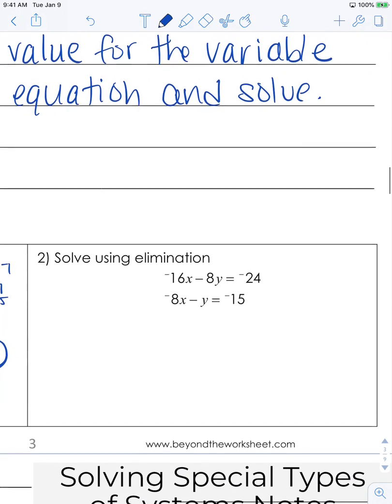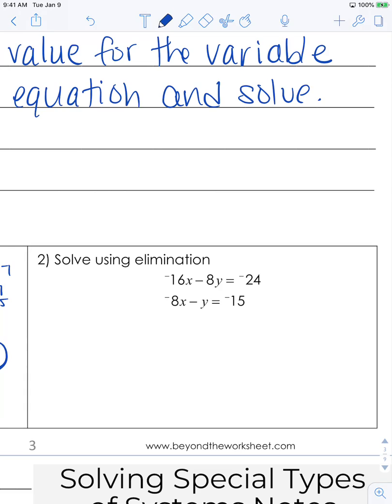So over here, this one is going to require just a tad bit more work. You can see this one has a -8 with the y, and this has a -1 with the y. Over here we have the -16 and the -8. So we have two options. We could multiply this equation by -2 to make this a -16, and these will cancel out. Or we can multiply the second equation by +8, and it will make the y's cancel out. So I'm going to choose to multiply by -2, excuse me, just because it'll give us smaller coefficients here.